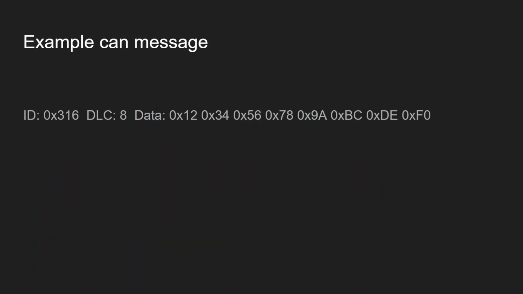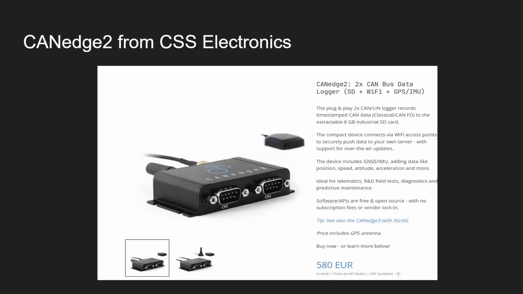So here's an example message. We can see the start, we've got an ID, and then a data length code, and then the data itself, so the payload. And the data we're going to look at has been extracted using this CAN Edge tool from CSS Electronics. So this is called a CAN bus data logger. And we can see this is quite a professional piece of equipment. It costs €580. But they provide pre-extracted data sets and open source tools that we can use.